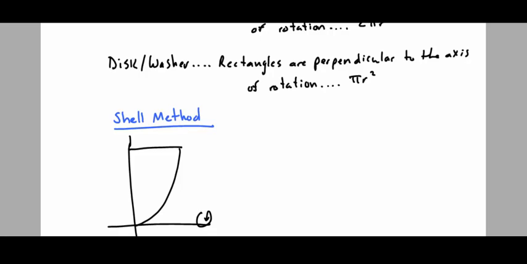Okay, so this is my x-axis, and let's say this goes from A to B. And because I'm using the shell method, remember I'm looking at parallel, so shell and parallel, so my rectangles are going to be parallel to this axis of rotation. Because they're parallel to the axis of rotation, I'm using dy's.